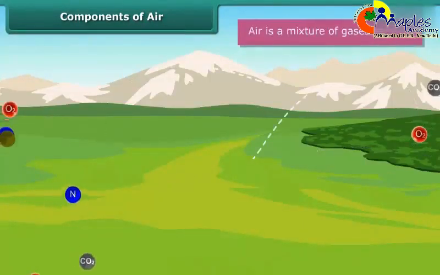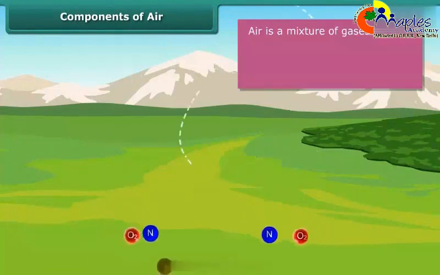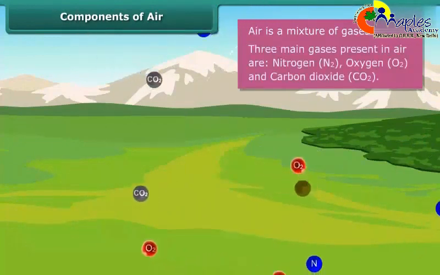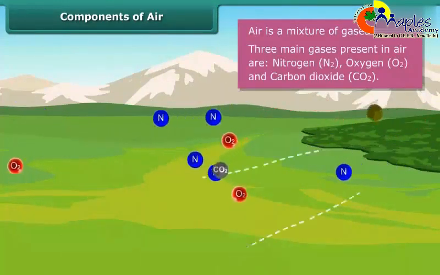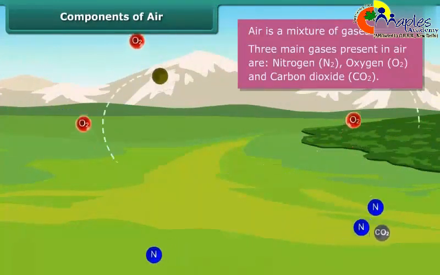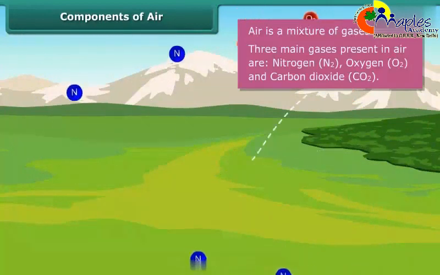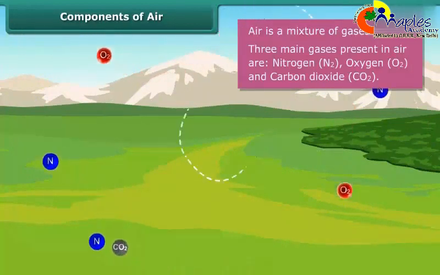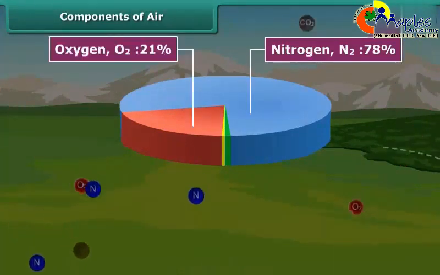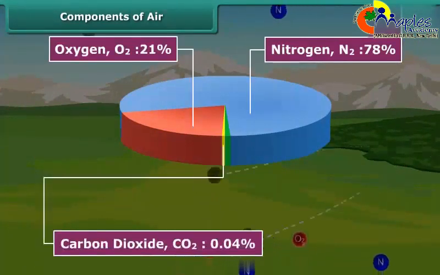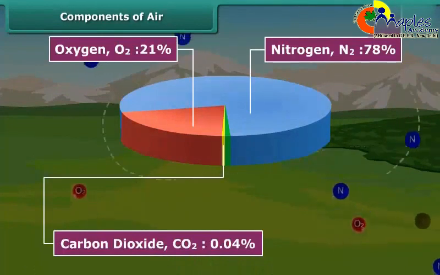Air is a mixture of gases. 3 main gases present in air are nitrogen, N2, oxygen, O2, and carbon dioxide, CO2. Nitrogen forms 78%, oxygen 21%, and carbon dioxide 0.04% of the air.